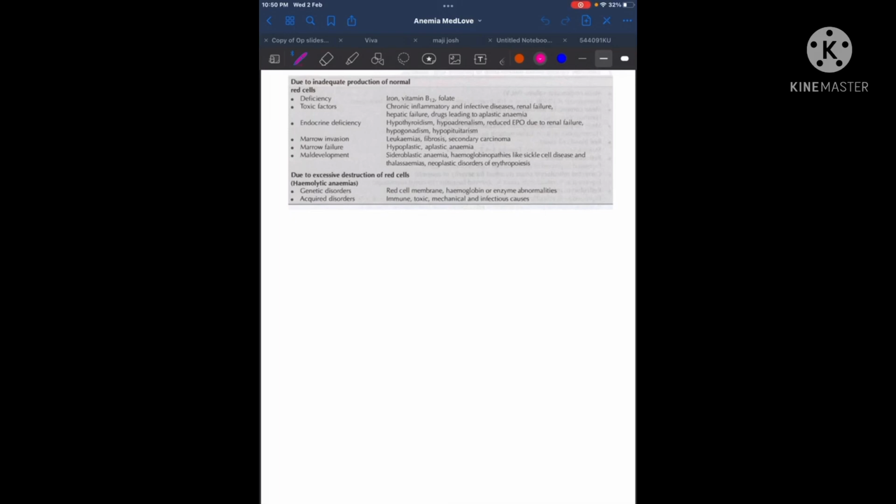Then hemolytic anemia, that is excessive destruction of RBC, may be genetic and acquired disorder. Genetic disorder due to red cell membrane or hemoglobin or enzyme abnormalities. Acquired disorders are immune, toxic, mechanical, and infectious causes.